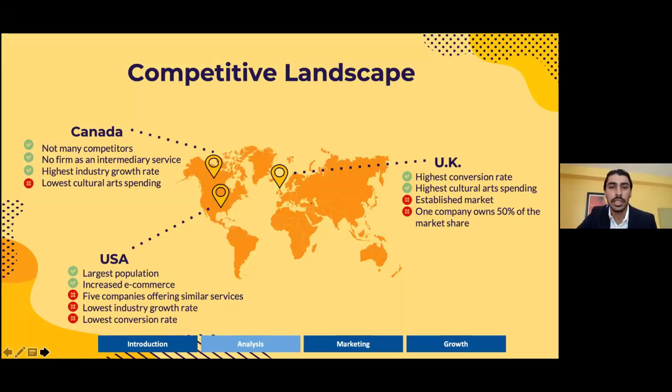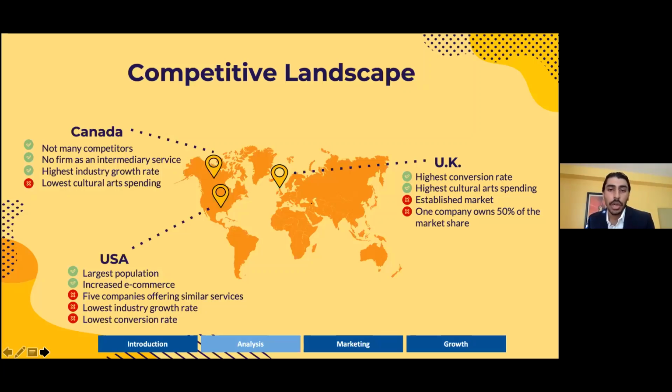Okay, so diving into the competitive landscape. Looking at Canada, they are in a unique position where they only have competitors that are community organizations and individual providers. There's no present firm acting as an intermediary service between customers and qualified providers, and we see that this is an opportunity. Additionally, they have the highest industry growth rate at 10%. However, one negative is that from the three options, they do have the lowest cultural arts spending, GDP, and population.